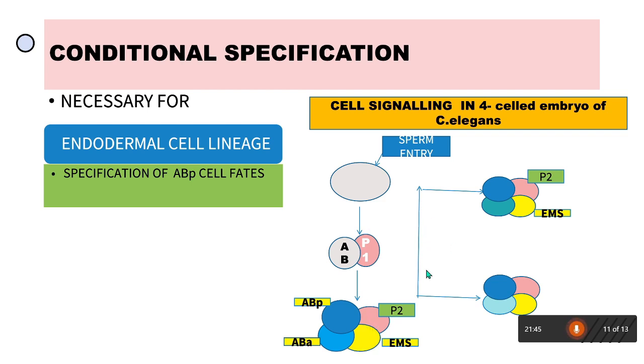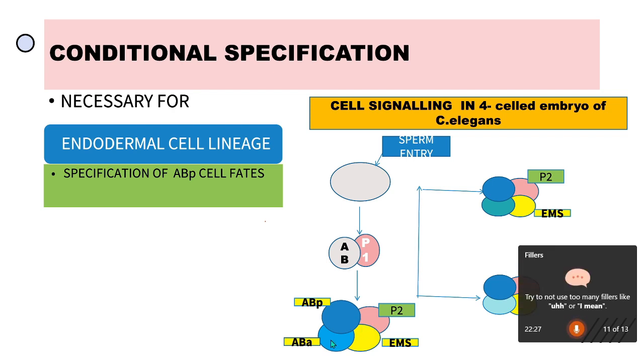Then how from this endodermal cell lineage and specification of ABP cell fates occurs. Why is that specification or differentiation between ABP and ABA needed? Because ABA and ABP are being conditionally specified by P2. That means ABP and ABA are equipotent, meaning they have the ability to carry out similar functions, but depending upon interaction with P2 there occurs the differentiation in function between ABA and ABP. So the conditional specification is being highlighted here.